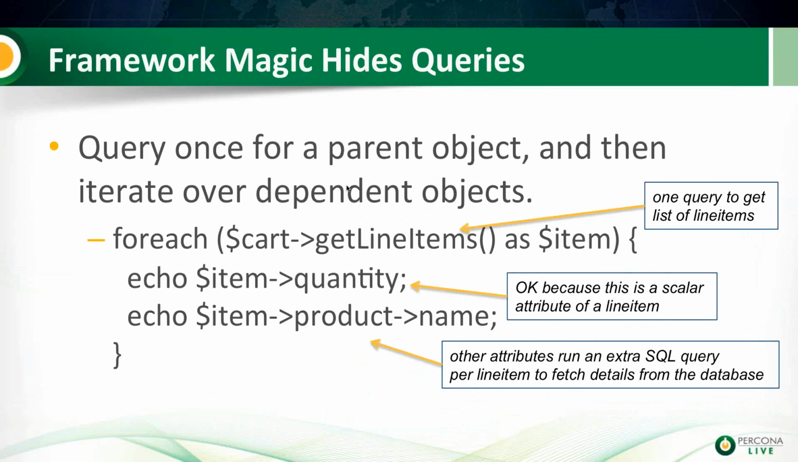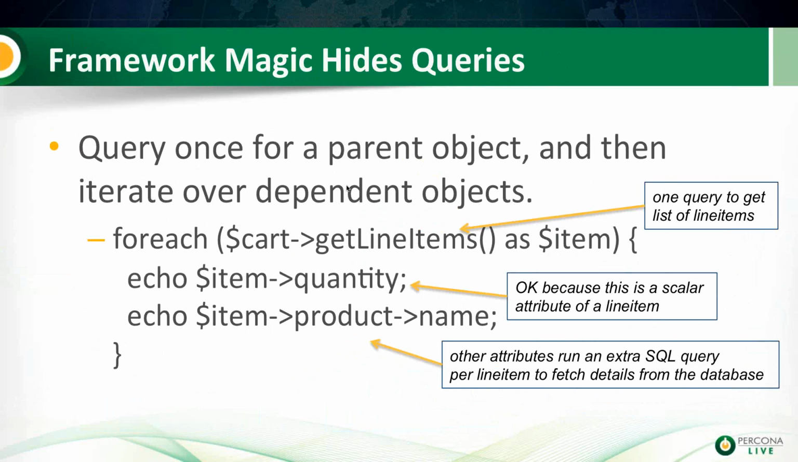And those items may have attributes, like, for example, the quantity of how many socks we have in this line item of our shopping cart. We're buying socks. That's okay. The quantity is a scalar attribute of the line item, but if you've got dependent objects associated with that line item, for example, we want to get the actual product name instead of just the reference to its ID, our framework may magically, behind the scenes, do that as a lazy query.